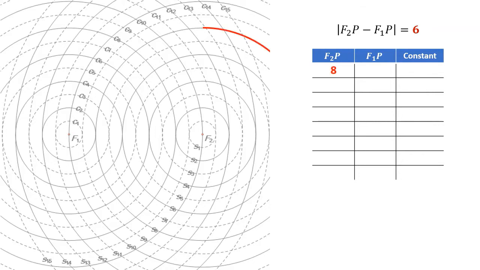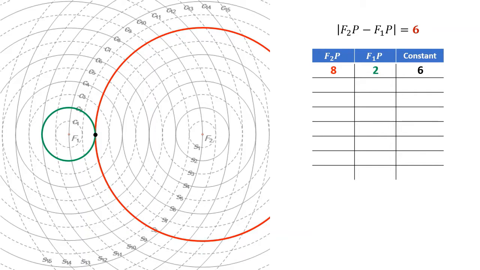So let's just start with circle S8. All of the points on circle S8 are exactly 8 units away from the focal point 2. So our point P is going to be on that circle somewhere. We want the difference to be 6, so we should look at circle C2. The intersection point of those two circles is a point which is 8 away from F2 and 2 away from F1. So the difference in those distances is 6.